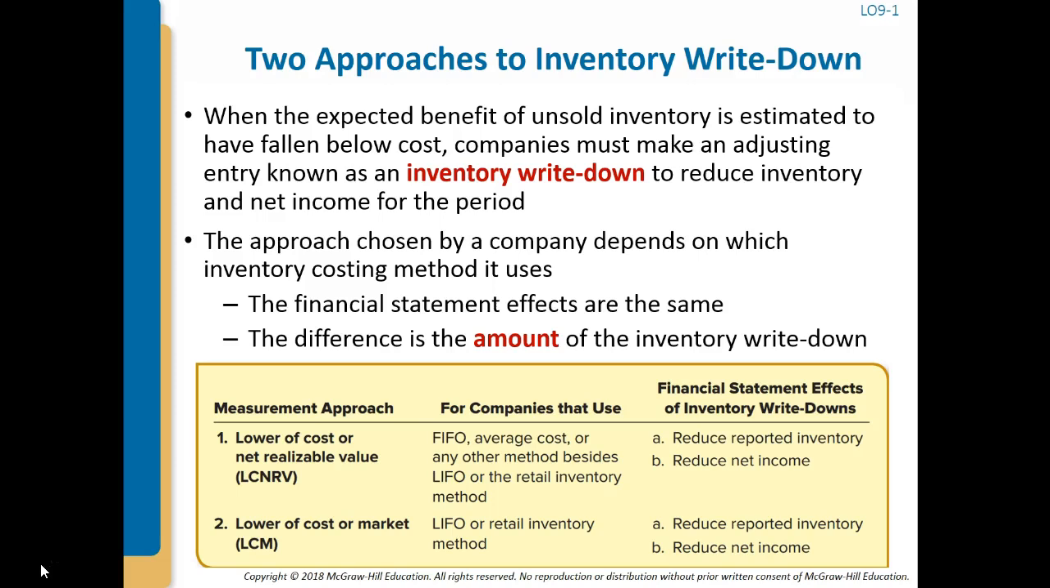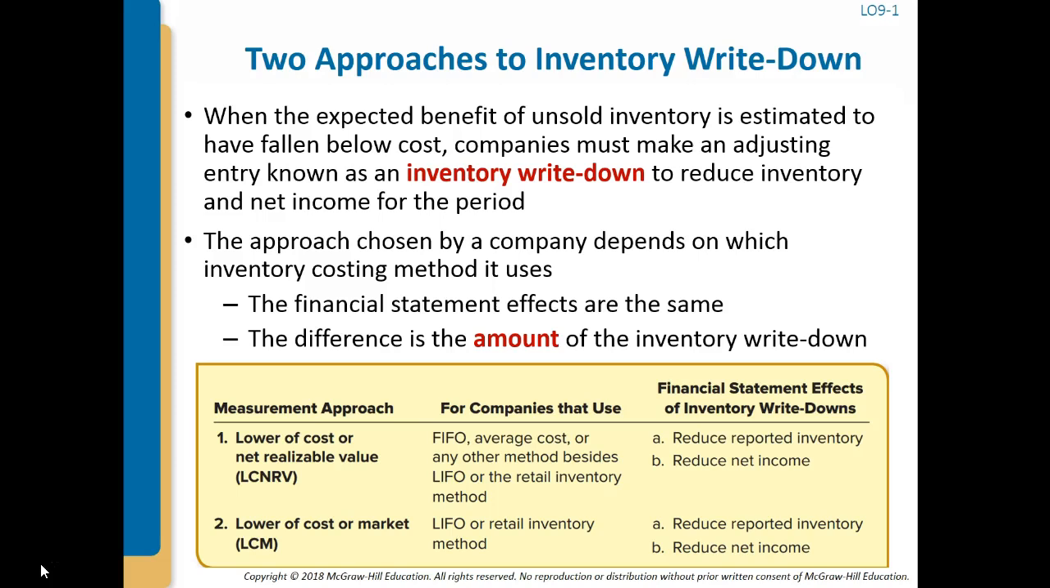The approach chosen by a company depends on which inventory costing method the company uses. For companies that use a cost method other than LIFO or the retail inventory method, we report inventory at the lower of cost or net realizable value. For companies that use LIFO or the retail inventory method, which we'll talk about later, we report inventory at the lower of cost or market.